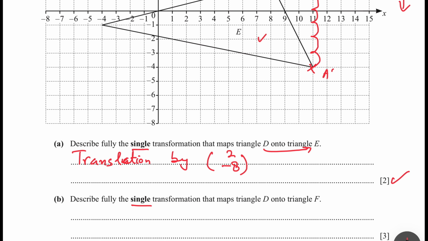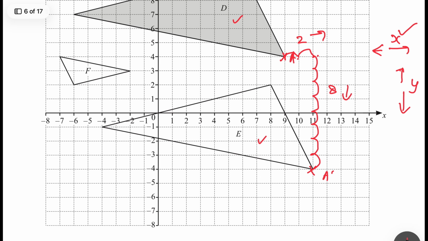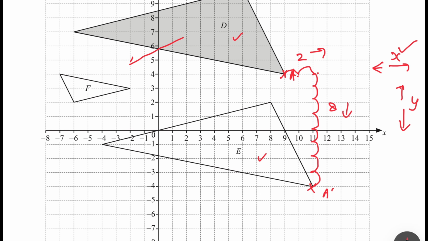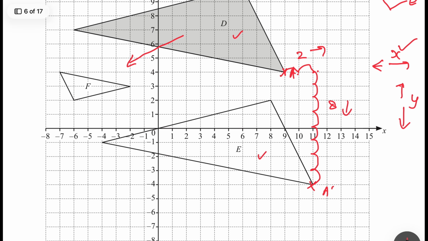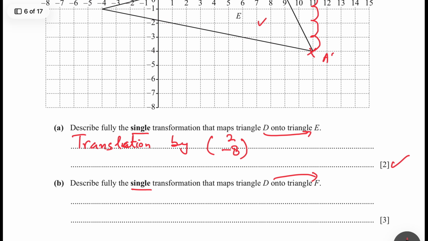Now describe fully the single transformation that maps D onto F. Now D onto F, so it is from here to here. Now you see the shape is flipped. One shape is this side, another one is like this, so it is flipped, and also the size has changed. Let me tell you one by one. So this is enlargement. First of all, I will write down this is enlargement.